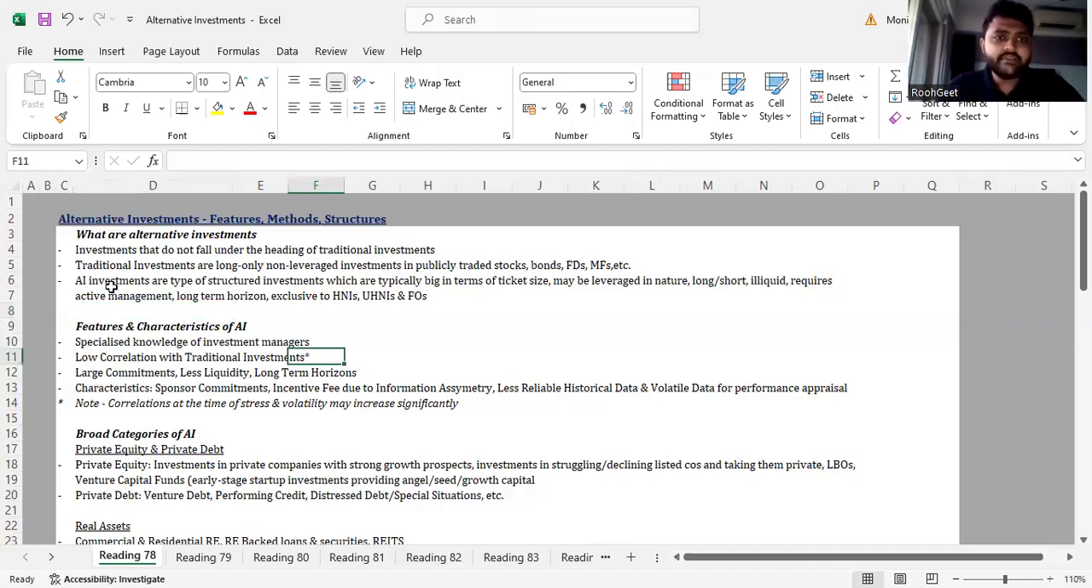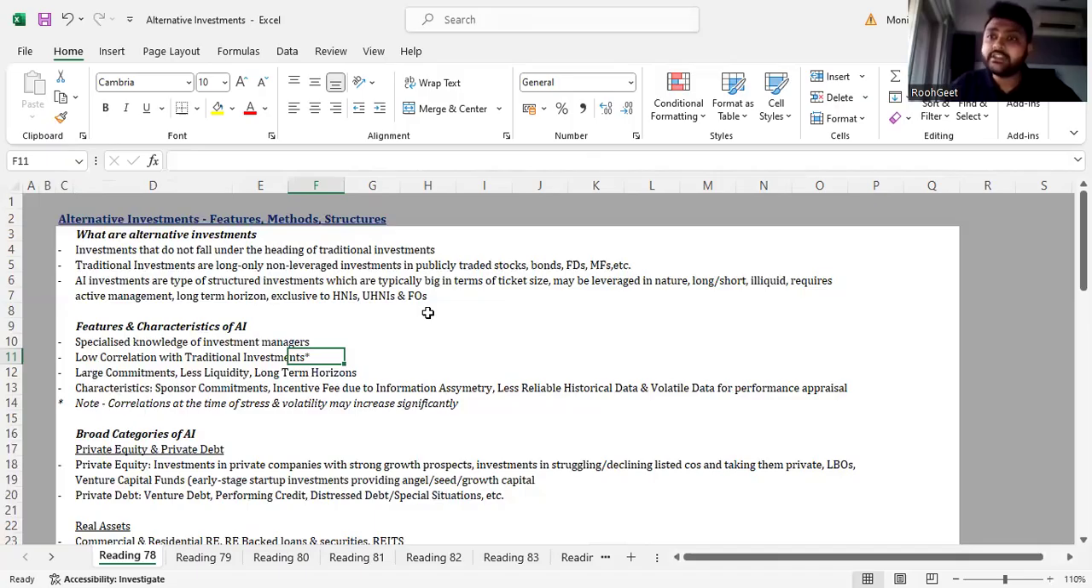So alternative investments are a type of structured investments which are typically big in terms of ticket sizes, maybe leveraged in nature. Long short. You can go long, you can go short, you can take leverage and then invest. Now what is leverage? It will come. Everything will come, right?